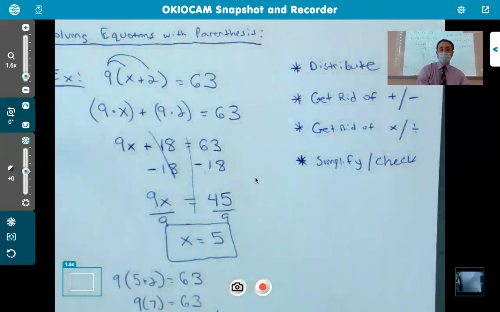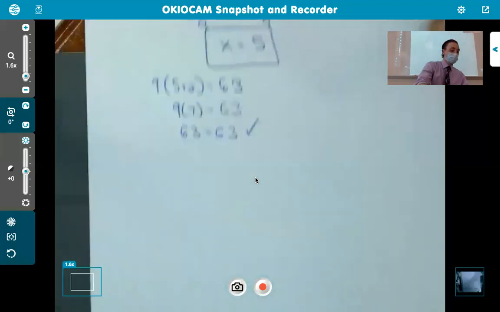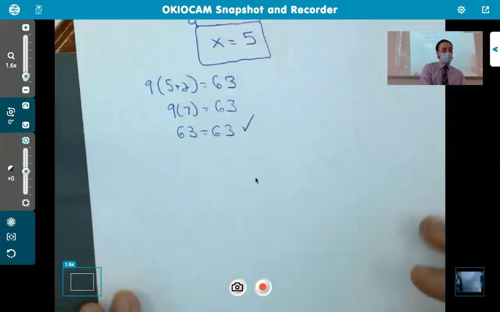Any questions about that first example? All right, let's do another example together.